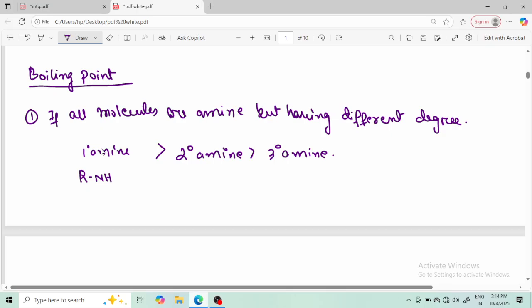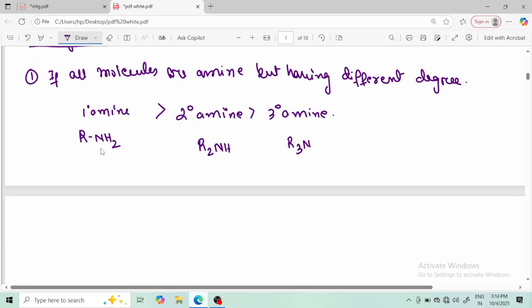So here also the concept of boiling point is based on hydrogen bonding. If the number of hydrogen bonding is more, the molecules can hold each other properly. I'll explain it with a diagram. So let's say R3N. So what is the reason? You will say that 1 degree amine can make 2 hydrogen bonds, 2 degree can make only 1 hydrogen bond, and 3 degree has no hydrogen bond. So that's why the order of boiling point is this, that is 1 degree amine will have higher boiling point.